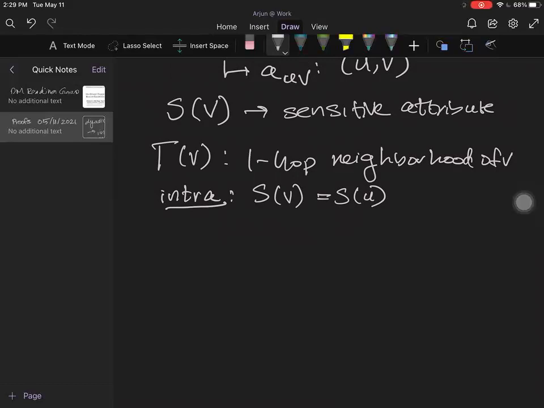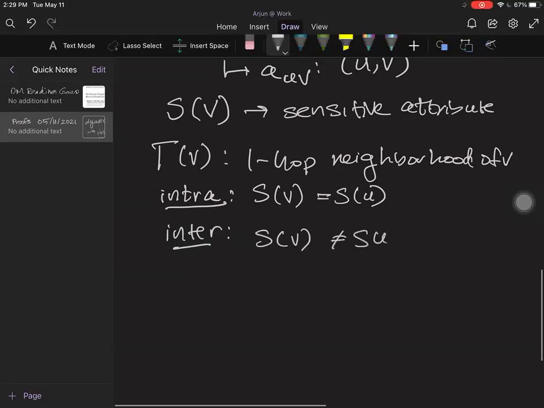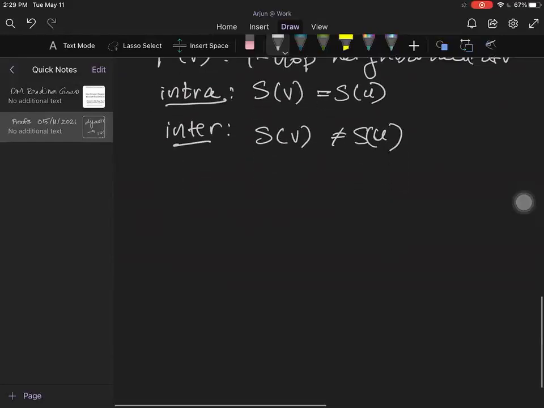And similarly, we have a definition for interlinks, which are when S(v) does not equal S(u). So this is a link between two nodes that do not share the same sensitive attribute. Yes, we're halfway through the notation. We're going to get into the statement very soon.